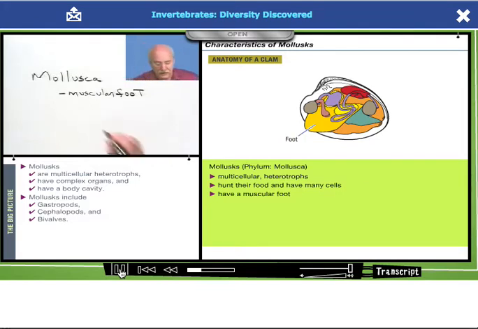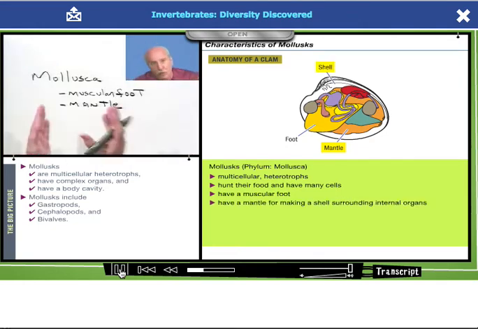The other thing it has is something called a mantle. And the mantle is a very specialized structure that will allow it to either make a shell for most of the mollusks, but not all, but it certainly covers their internal organs.